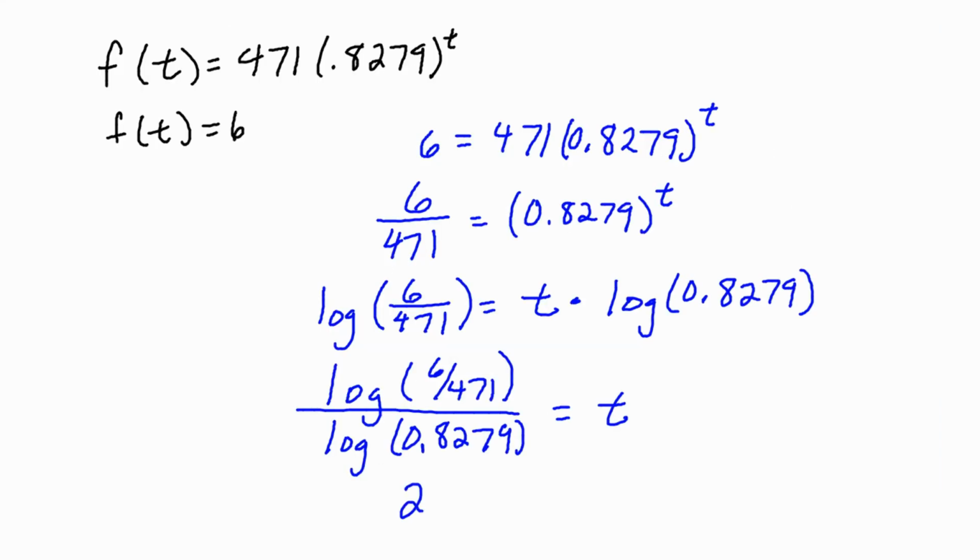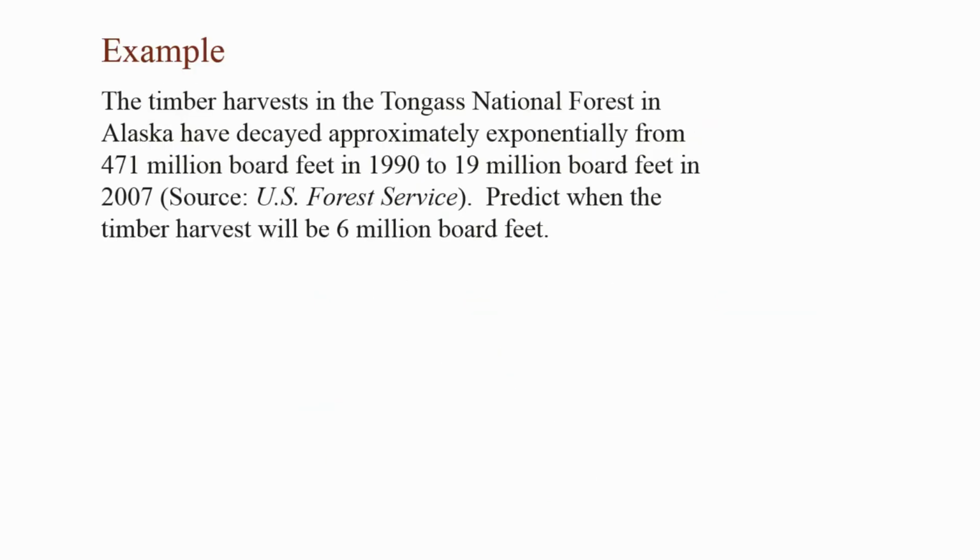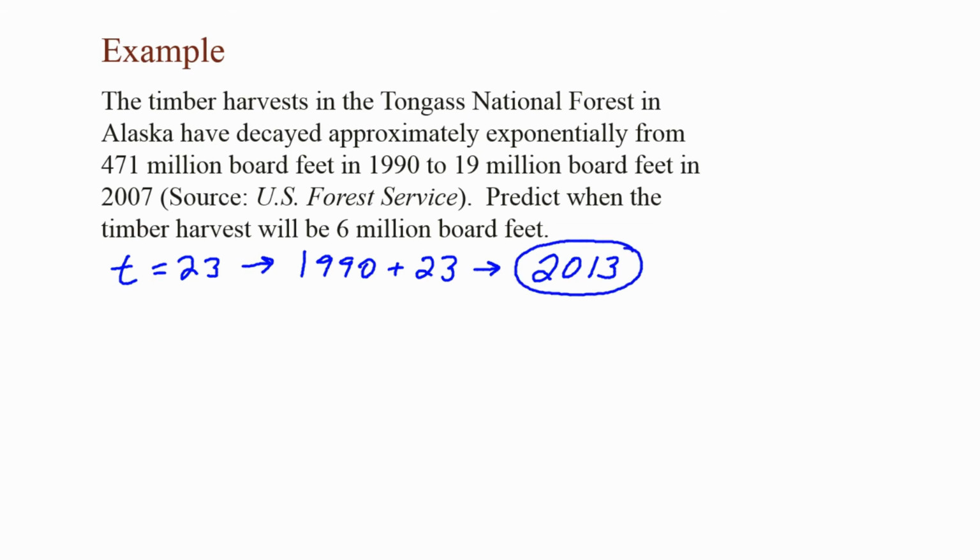If we round to the nearest year, that gives us 23. So if t is 23, starting with 1990, I add 23 years, and I get 2013. So the timber harvest will be 6 million board feet in 2013.